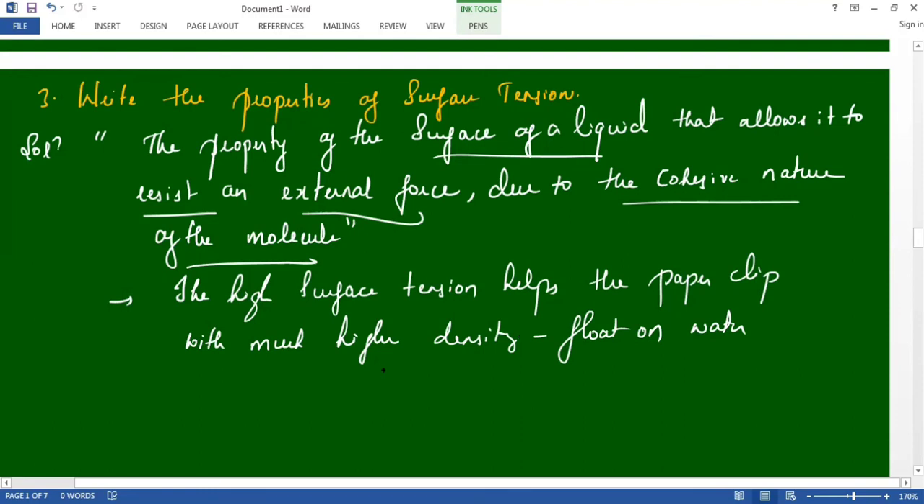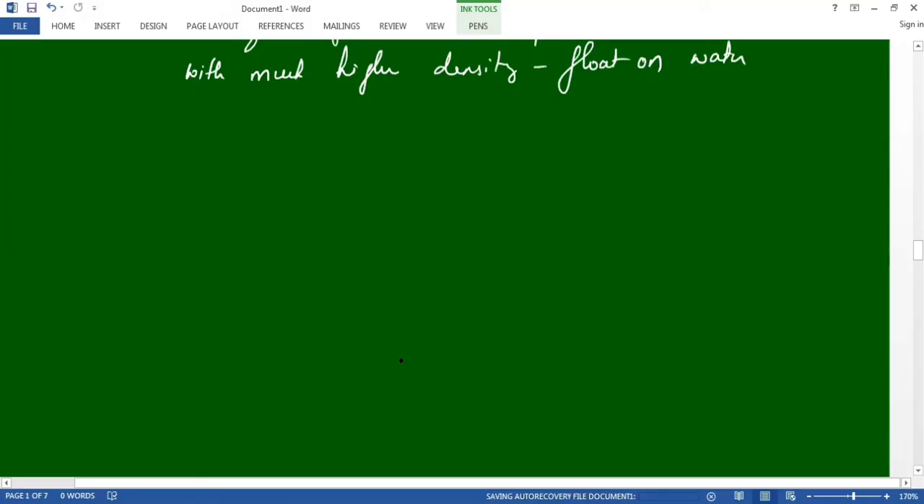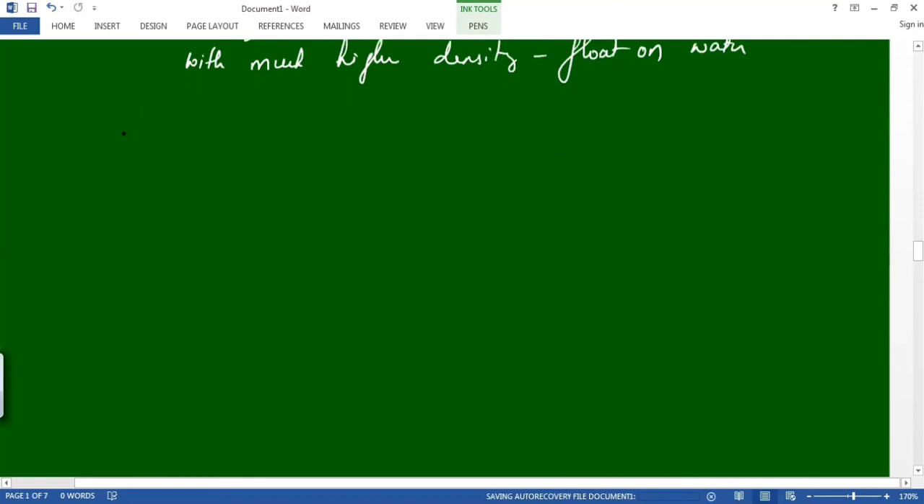Okay, let us write the next point. Surface tension of the liquid is measured by the force acting per unit length on either side of the imaginary lines drawn on the free surface of a liquid.